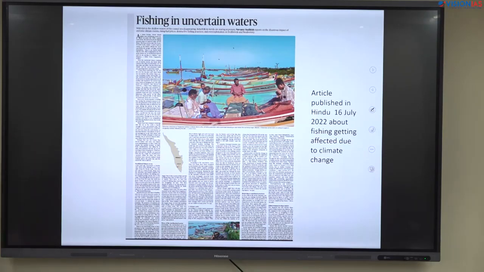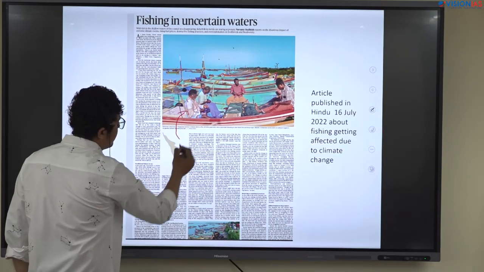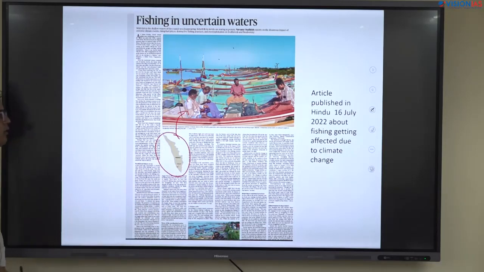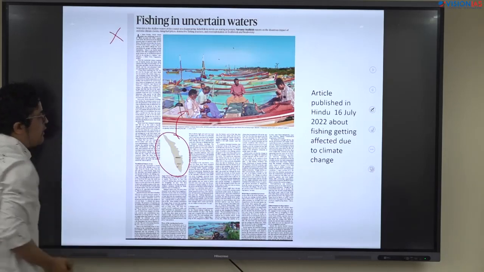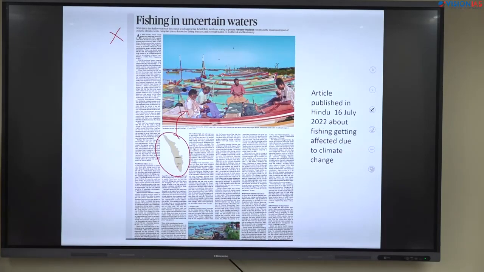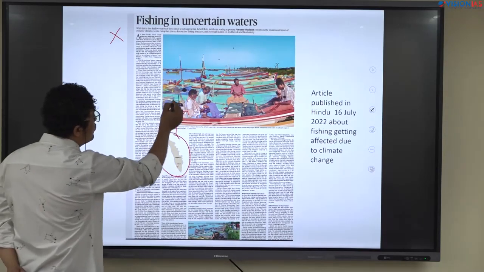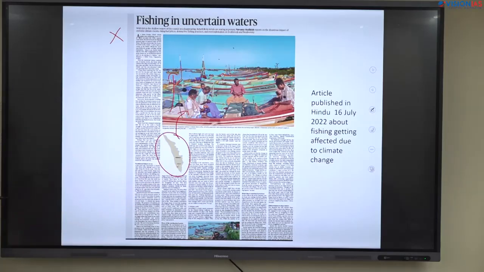Fishing in uncertain waters. A whole page of this newspaper is about these fishermen from Kerala. What is happening with them? They are not able to catch the fishes. Their livelihood is suffering, their income is suffering. Because in the part of the ocean where they used to take their boats to catch fishes, the number of fishes has now reduced. And it is believed that fishes have moved away from that place.